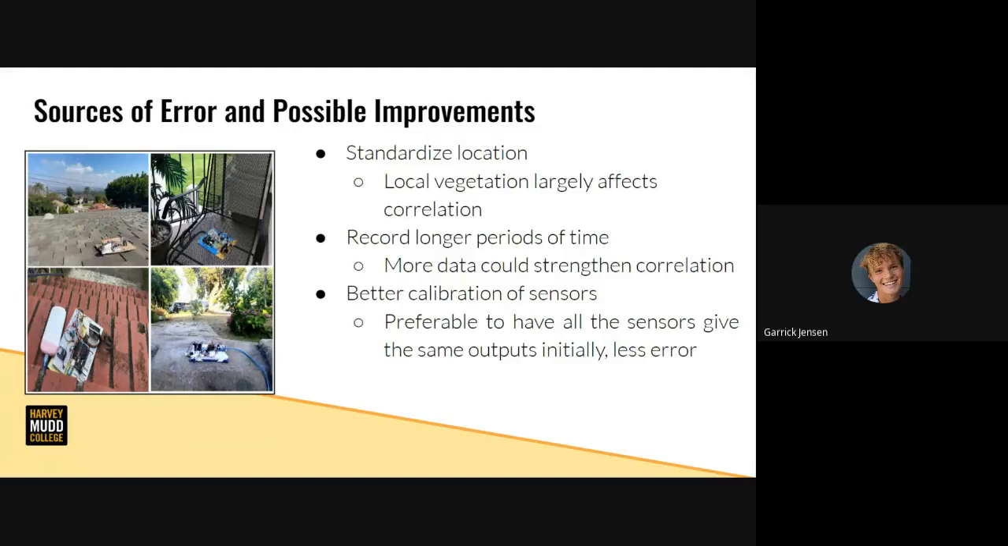We would also like to record longer periods of time and get more whole 24 hours of data so we can see a stronger correlation. And we would like to better calibrate our sensors so that we do not have to normalize them against each other, and probably have less error.